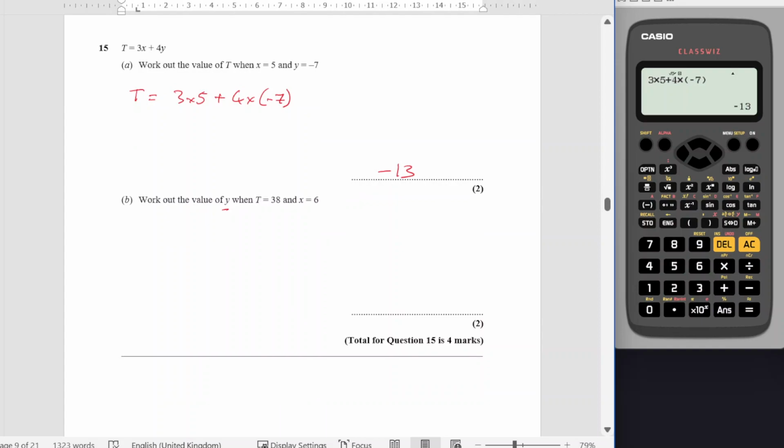Work out the value of y when t is 38 and x is 6. So 38 is equal to 3 times 6 plus 4y. So 38 is equal to 18 plus 4y. Minus 18 from both sides, 20 is equal to 4y. Divide both sides by 4. y would be equal to 5.